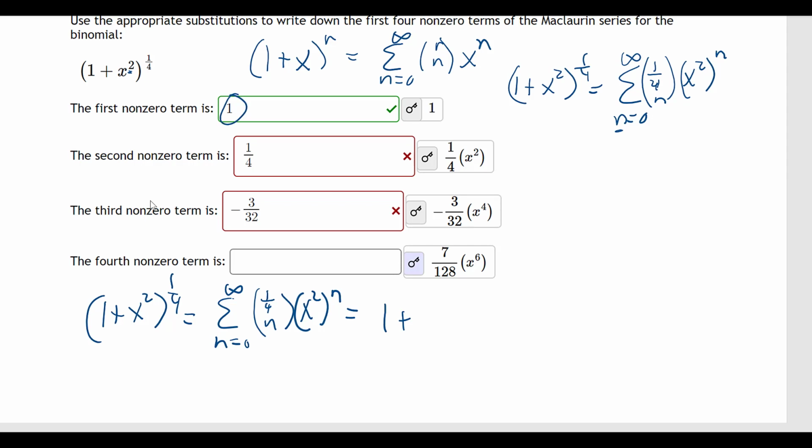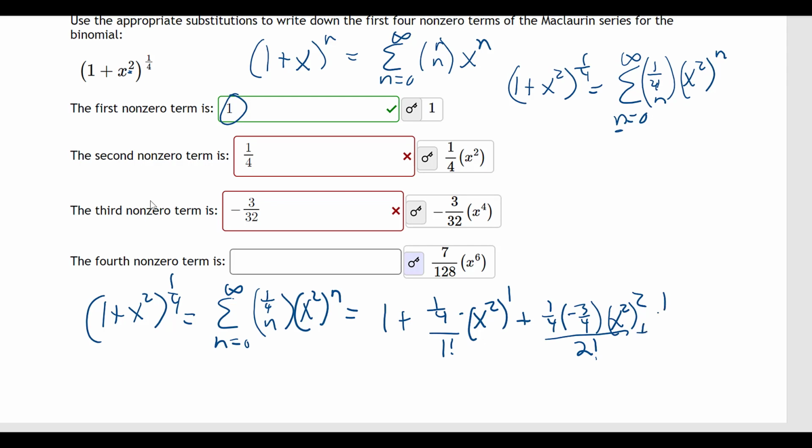Next term is going to be 1/4 times x squared to the 1 power over 1 factorial, because now it's a 1. And our next term, and I'll work these out further, I'm just going to build this out, is 1/4 times, and that's r minus 1. So it's going to be 1/4 minus 1 is -3/4 times x squared, squared. Divide that by 2 factorial.